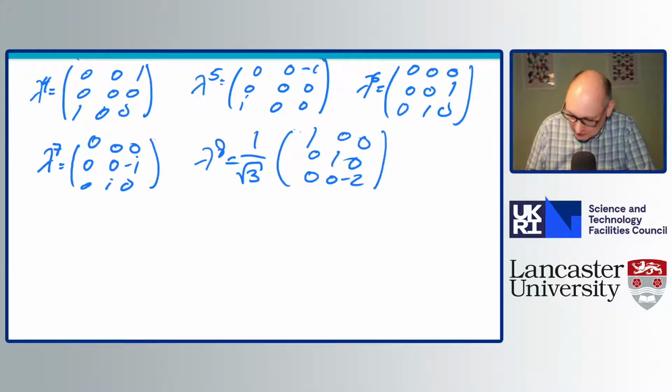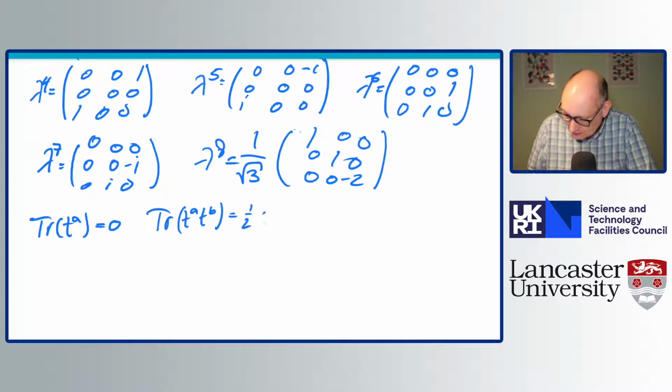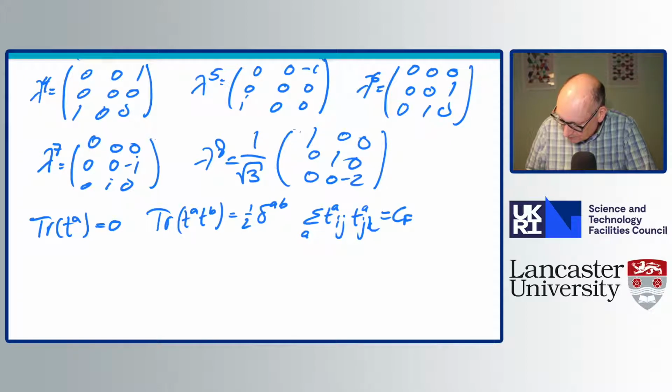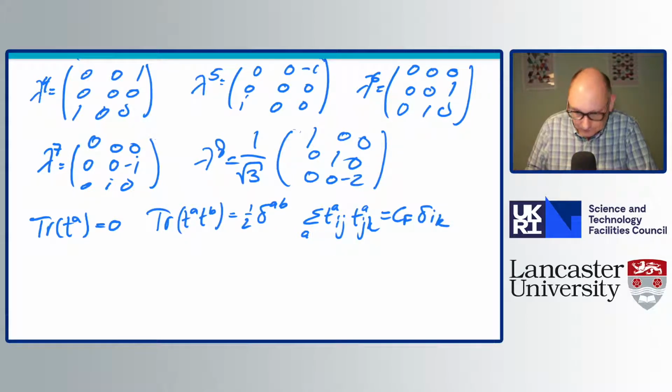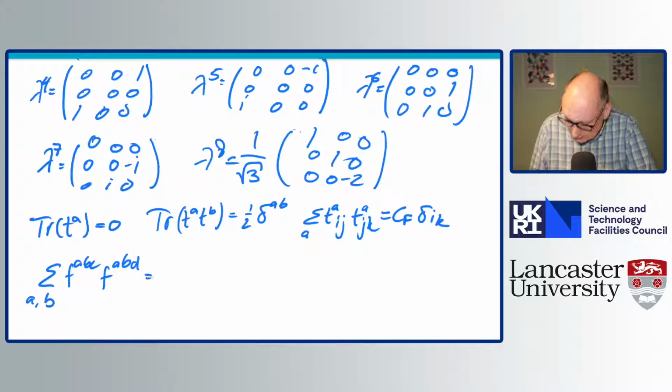Now, here we see that the trace over T^a, for any a, is always zero. The trace over T^a T^b is, in this representation, 1/2 δ^{ab}, and the sum over all different colors of the gluons, or all types of the gluons, T^a_{ij} T^a_{jk}, is C_F, a number that I'll declare later, δ_{ik}, and the sum over gluons a and b of f^{abc} f^{abd} is equal to C_A, a number that I'll declare later, δ^{cd}, only when c and d are equal.